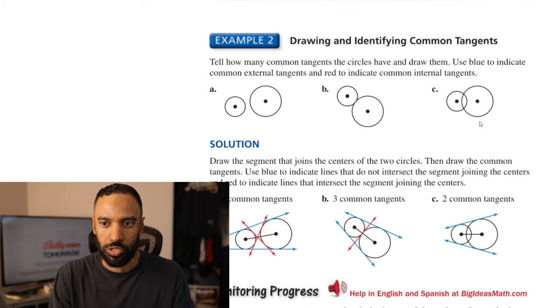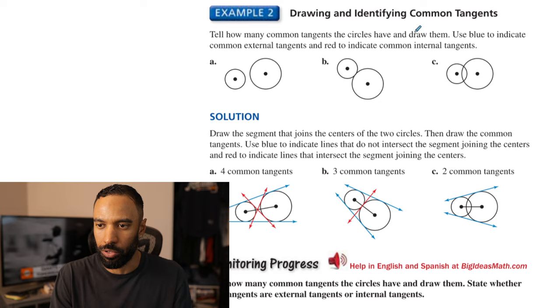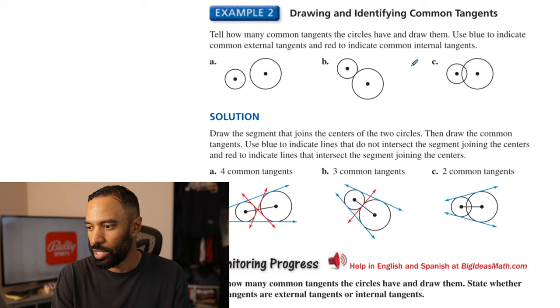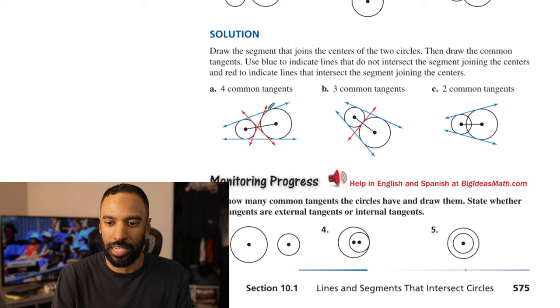Drawing and identifying common tangents. Tell how many common tangents the circles have and draw them. Use blue to indicate common external tangents and red to indicate common internal tangents. So yeah, the blue ones, they have them drawn for us. If you look at this drawing right here, now we draw four different common tangents that they have.